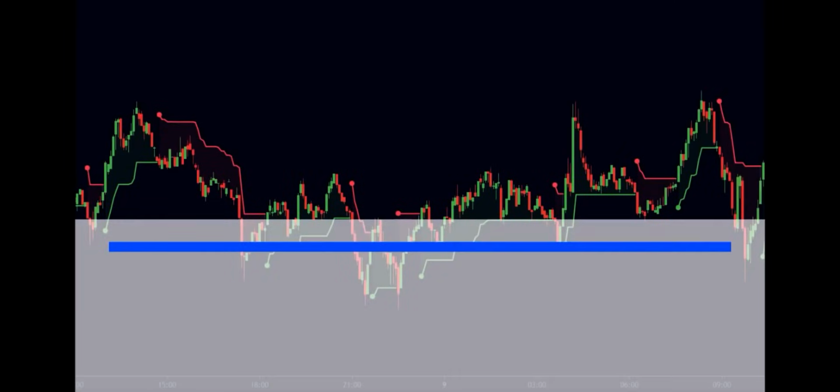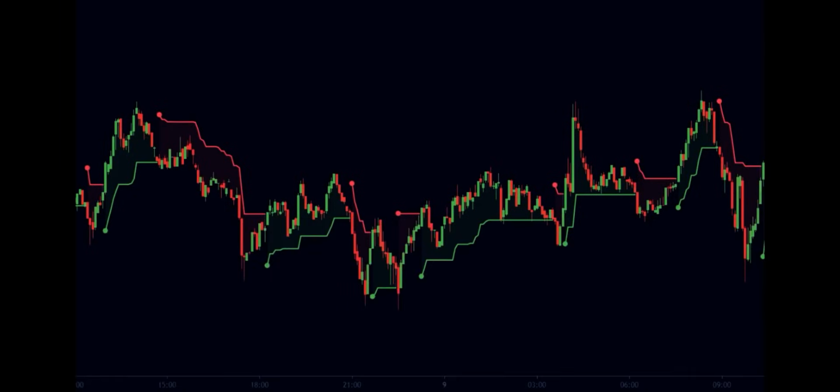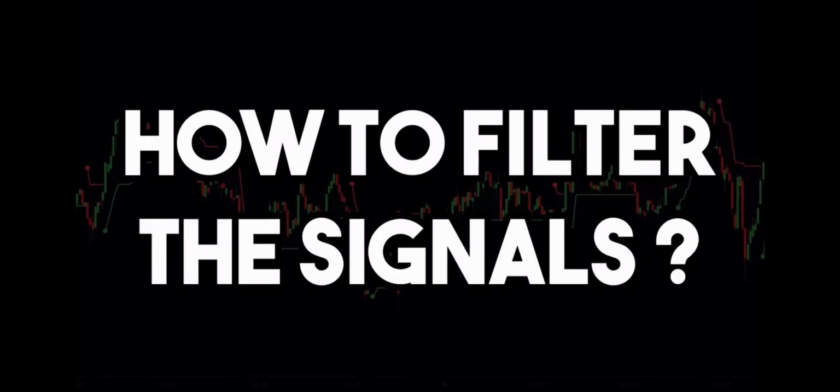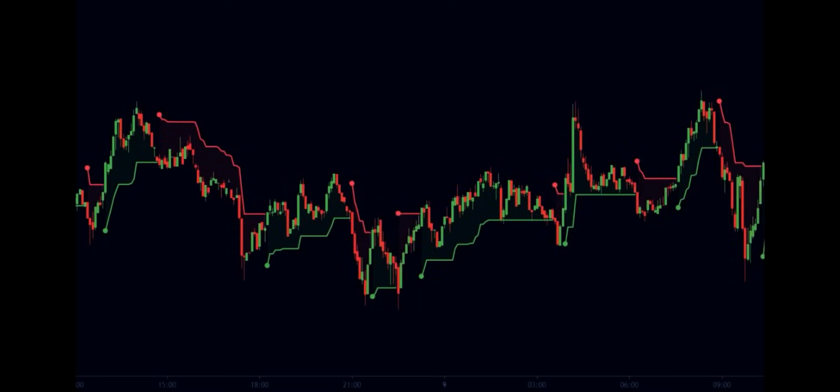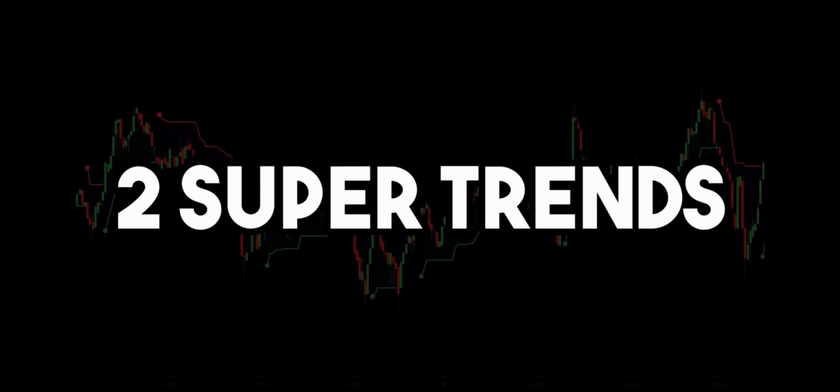In fact, it is said that the market stays in a sideways range for 70% of the time. Hence, if we use a trend indicator like the Supertrend in a sideways market, it will become very difficult to stay profitable. So how do we filter the signals that are generated by the Supertrend indicator? This is where our strategy comes into the picture. In this strategy, we will use two Supertrends instead of one.